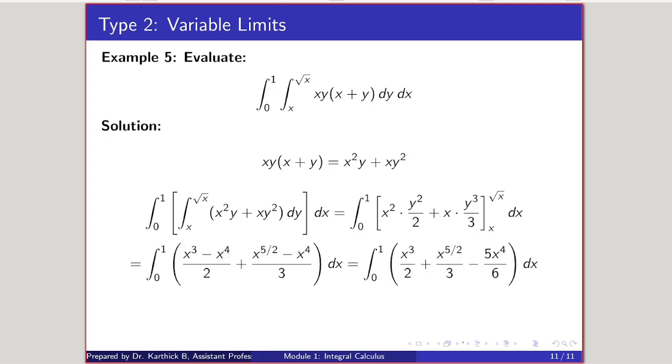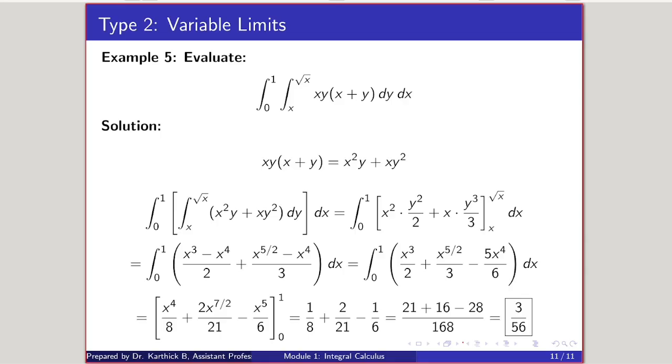On the next, I am getting the same, so I am simplifying over x power 3, x power 4, 5 by 2, 4, and we may still simplify like this, and then we may substitute the limits 0 and 1, and I am getting the simplified answer at last as 53 by 56.